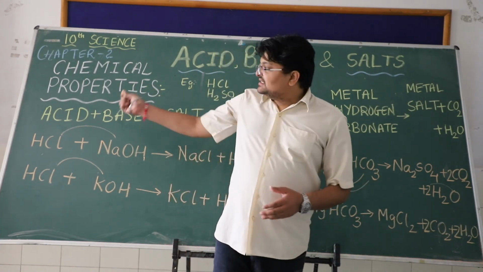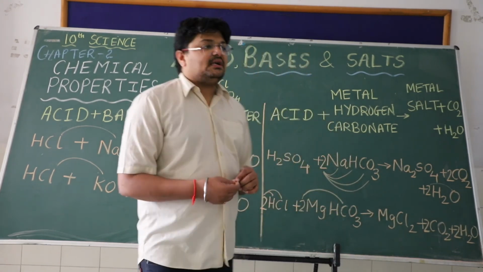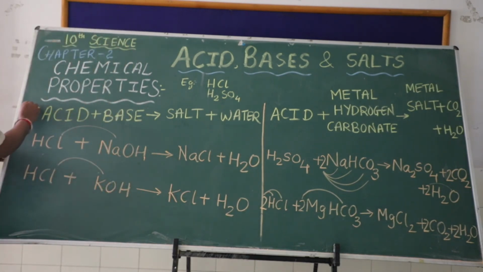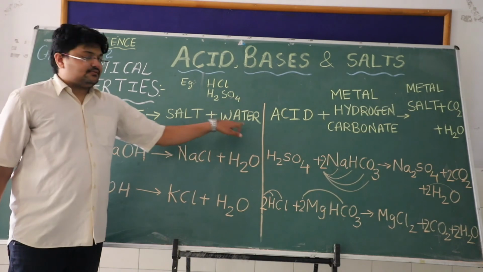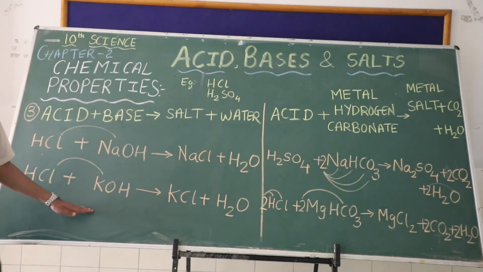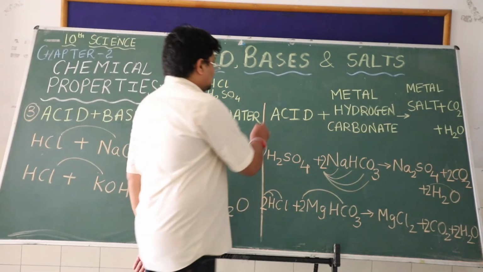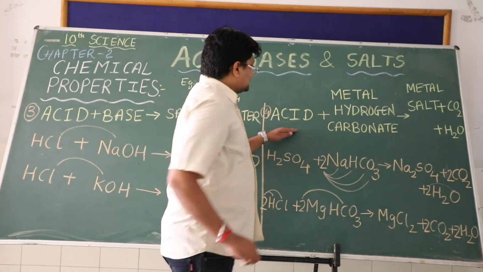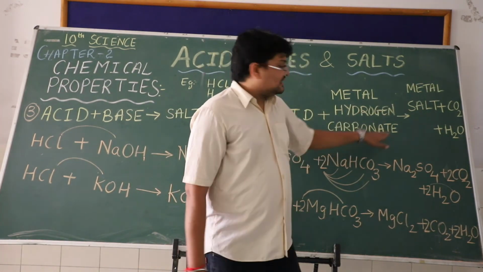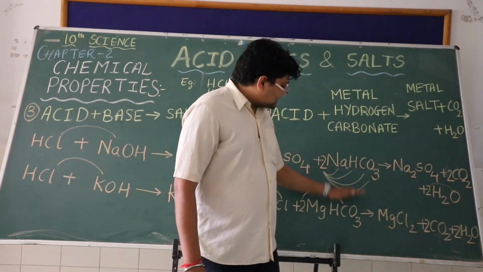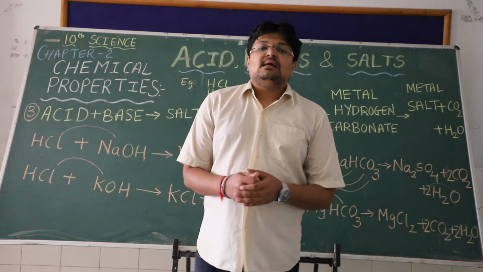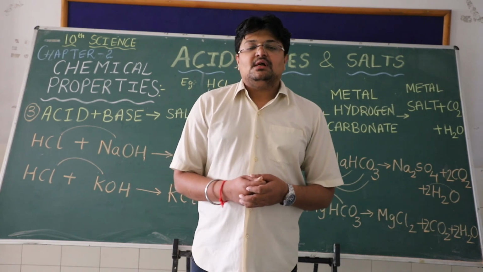So students, these are the third and fourth properties that we have discussed. The third property is acid plus base gives salt plus water, and its examples. And the fourth property is acid plus metal hydrogen carbonate gives metal salt plus CO2 plus H2O, and its examples. So these are the other two properties of acid.